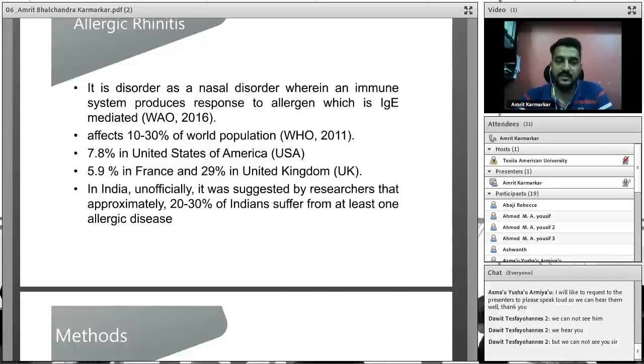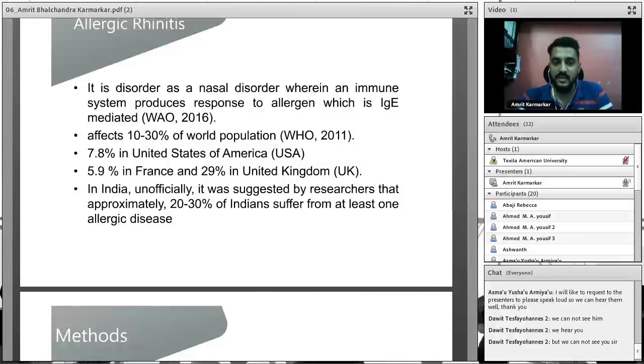However, out of all the countries of the world, in India we don't have such prevalence studies which have been conducted. Only an editorial in some review has suggested that in 1964 the prevalence was around 20 to 30%. And people say that 20 to 30% of Indians suffer from at least one allergic disease.